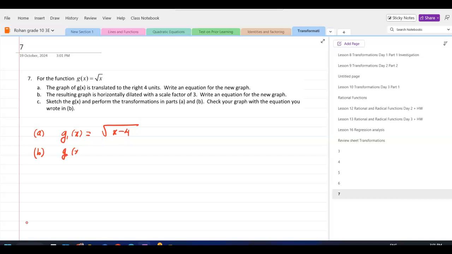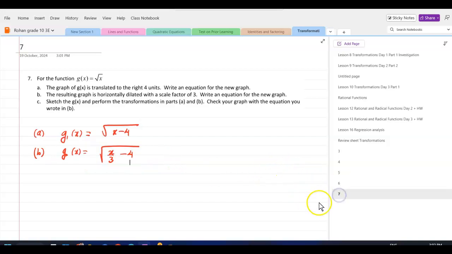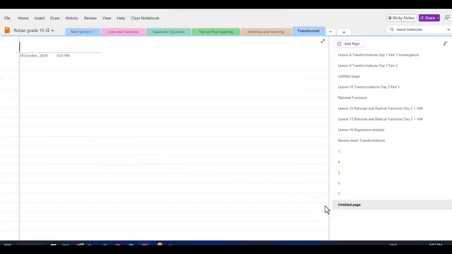So what will it be? Horizontally, so x of 1/3, minus 4. No, 1/3 of x, different from that, minus 4. Only the x has to be replaced, not the 4. But above we did both, right? Because first you did this and then you did this. This time it's a different order of operations. Yes, absolutely.